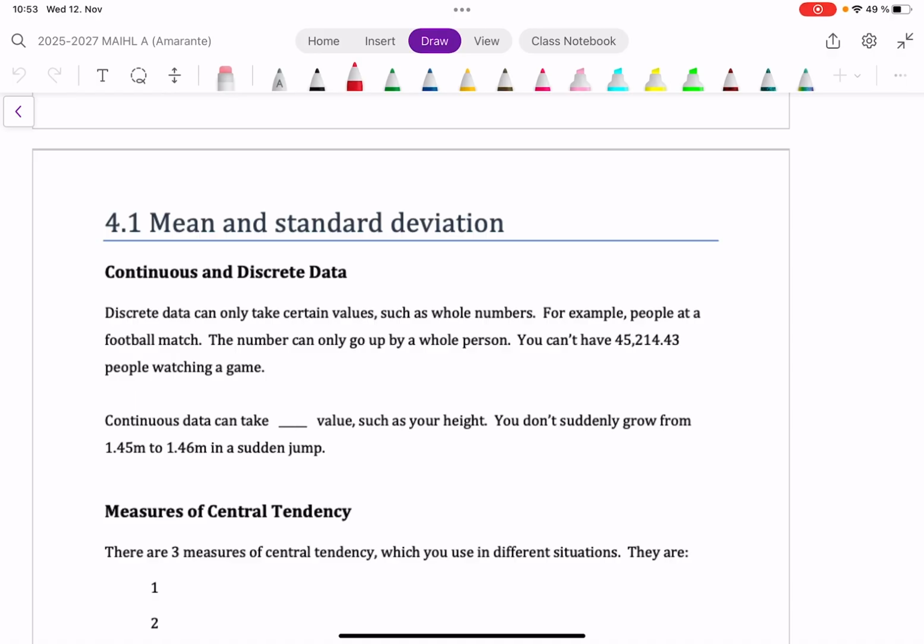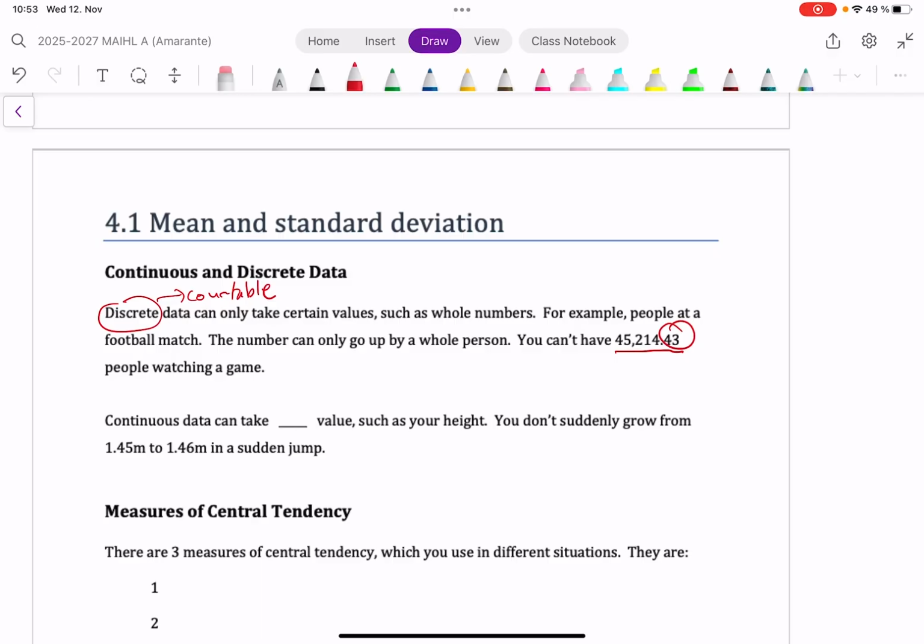So discrete data is often called countable data. It's like things you can count. It can only take certain values, such as generally whole numbers. For example, here it says people at a football match. So that could only be a whole number. You can't have this many people at a football match, like you can't have that much of a person. So that's an example of discrete data. Discrete data is countable. It's whole-numbered things. Generally, it's applied to the real world.